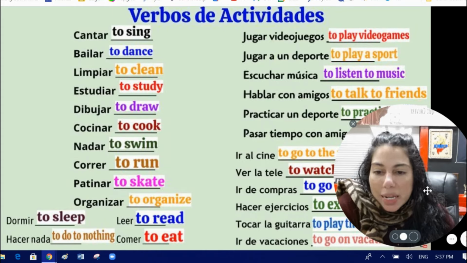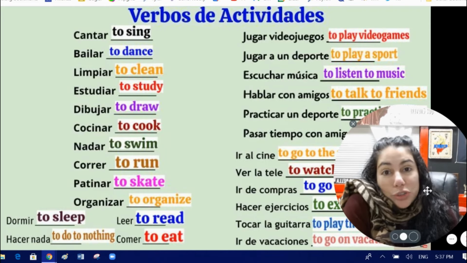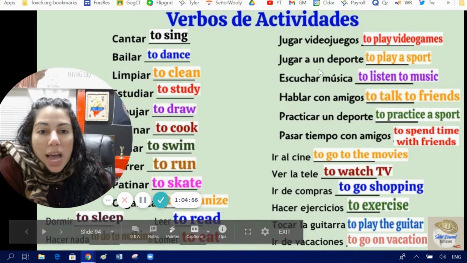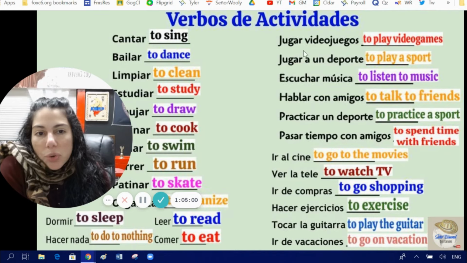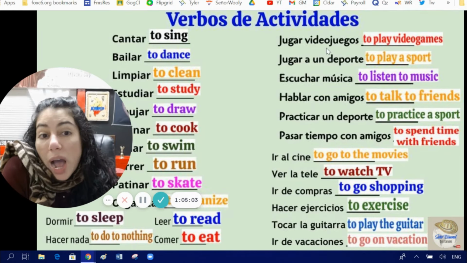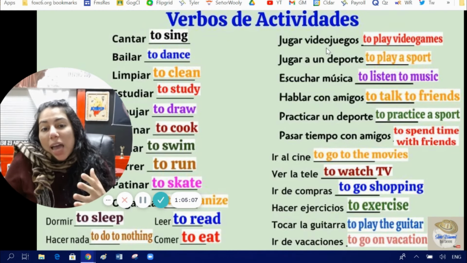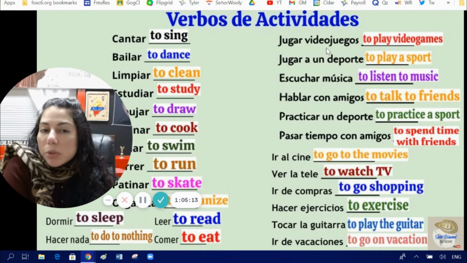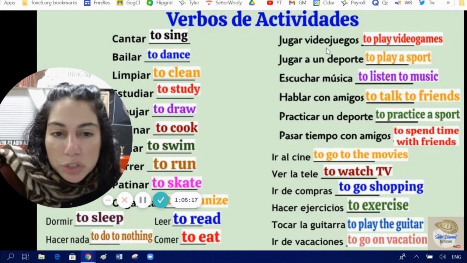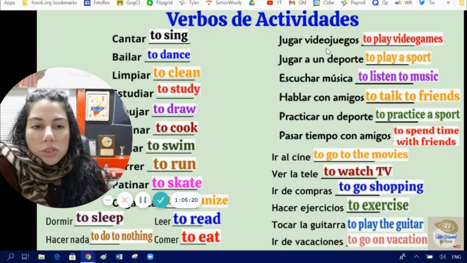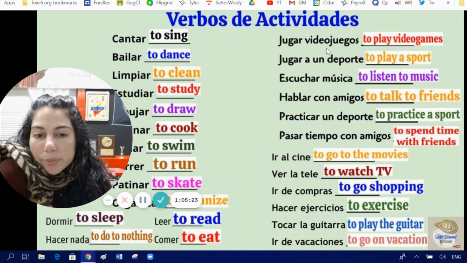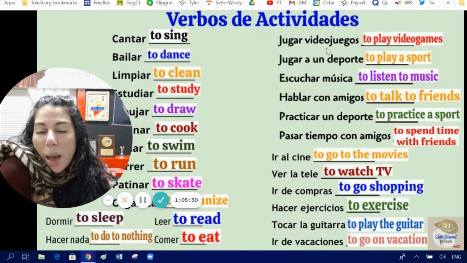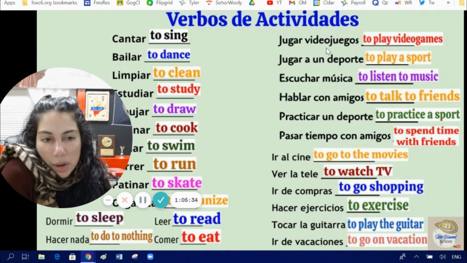leer, comer, hacer nada, which is actually to do nothing, jugar videojuegos, jugar a un deporte. So jugar is to play, okay, so jugar videojuegos, obviously play video games. Jugar a un deporte, deporte is sport, so play a sport. Escuchar means to listen, but escuchar música, to listen to music. Hablar means to talk or to speak, but hablar con amigos, to talk to friends. Practicar un deporte. Pasar tiempo con amigos. Pasar is like past, and then tiempo is time, con, with, amigos, friends. So pasar tiempo con amigos, spend time with friends.